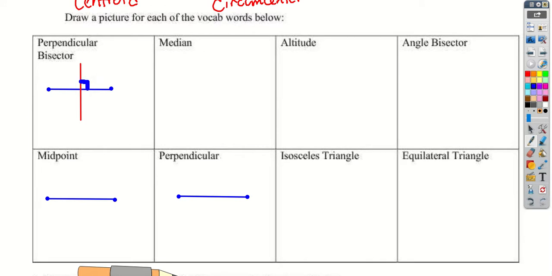So one thing we want to do is perpendicular. We have to draw a 90-degree angle, okay? And that is way too big. Perpendicular, 90-degree angle, okay? And it cuts this segment in half. So it's located at the midpoint, perpendicular bisector.